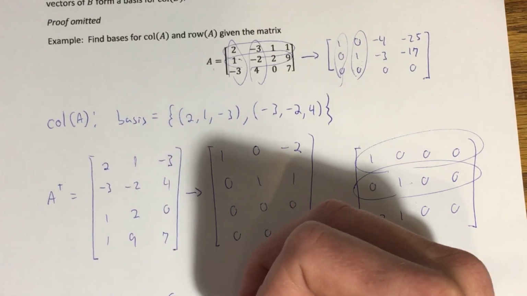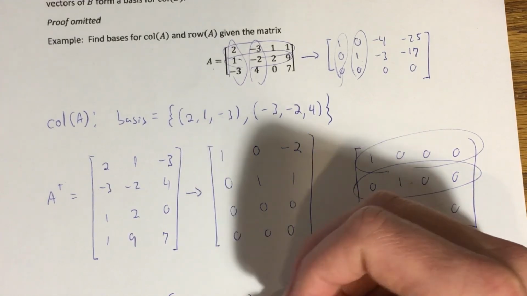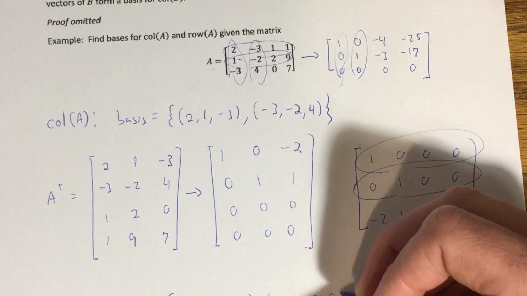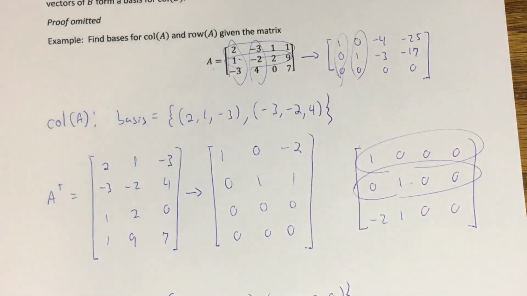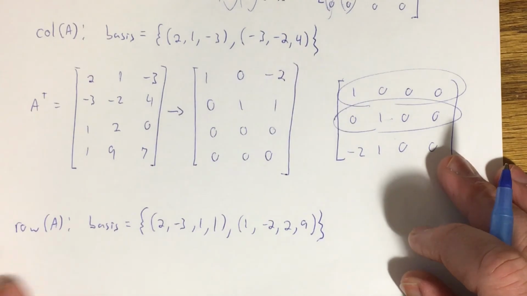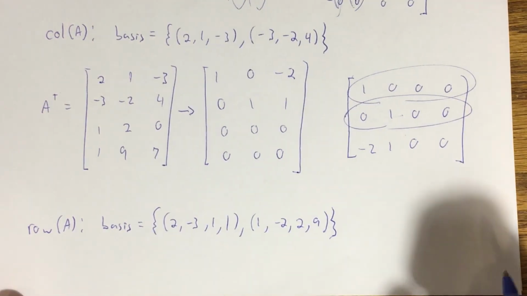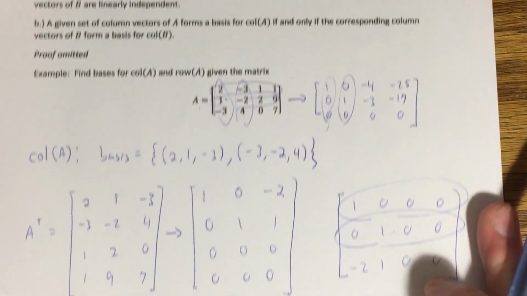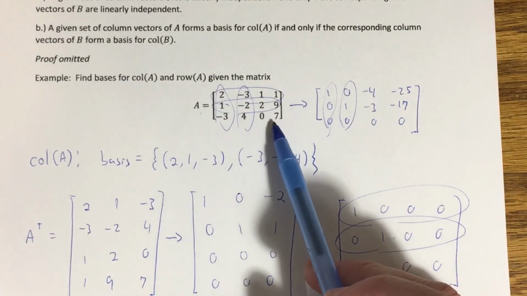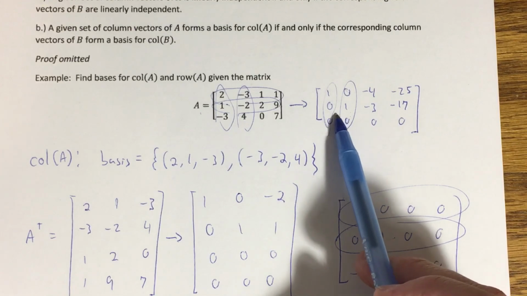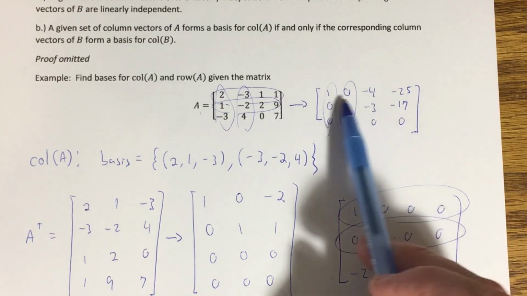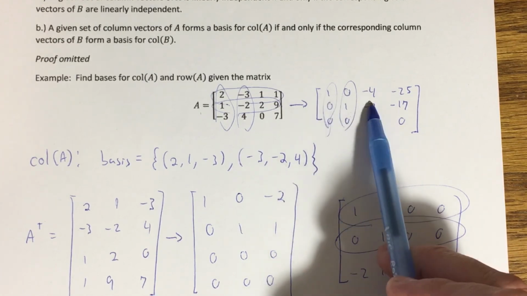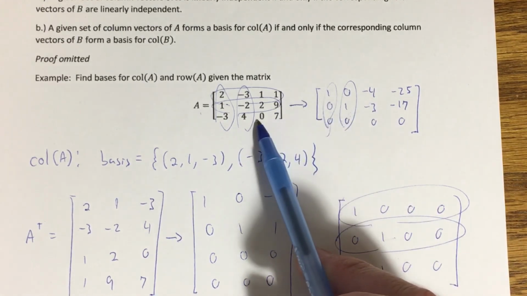2, negative 3, 1, 1, and 1, negative 2, 2, 9. A couple of things I want to point out really quick. For row spaces, I can use the rows with the leading ones in my row reduced matrix as a basis for the row space of the original matrix.